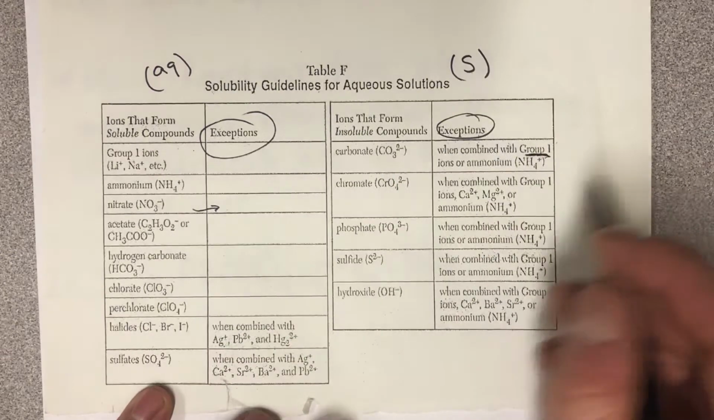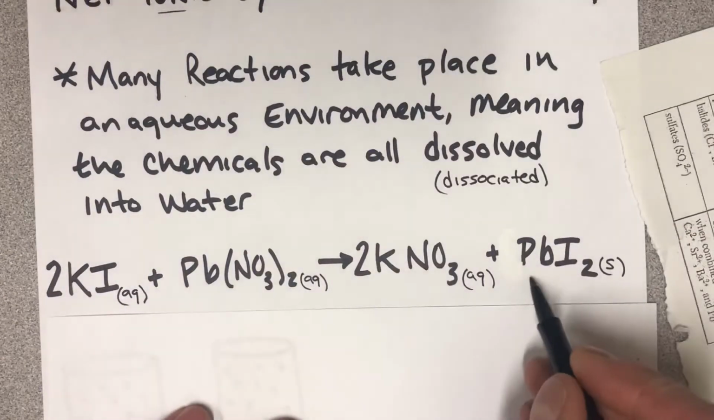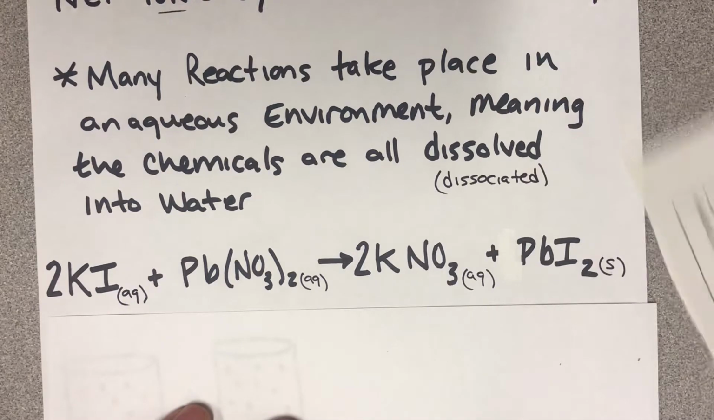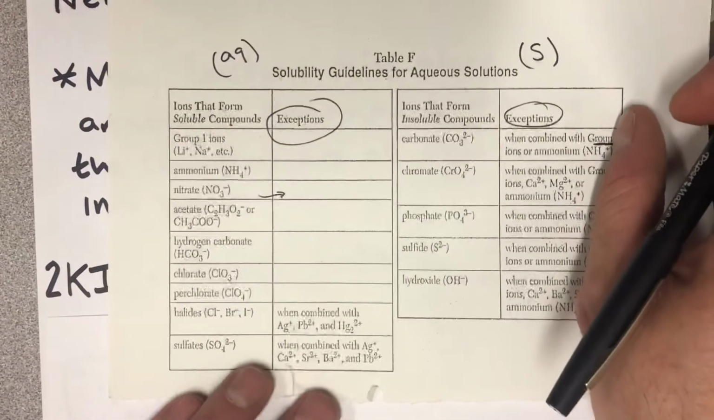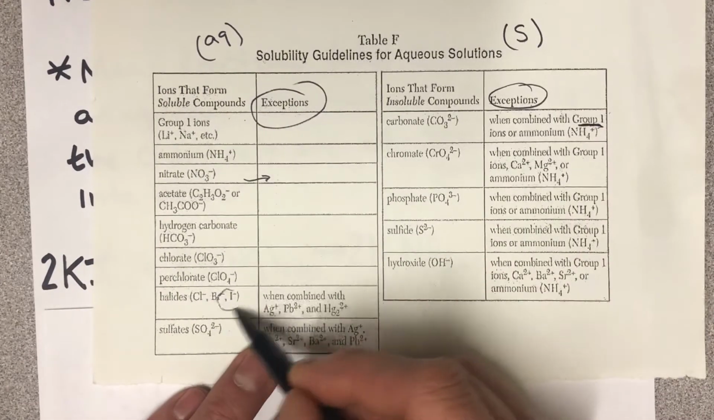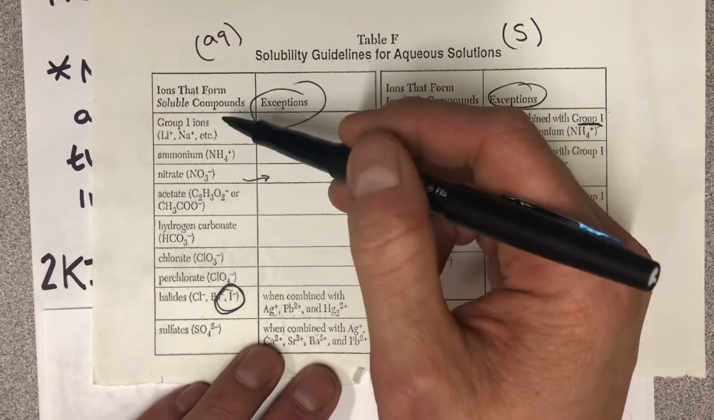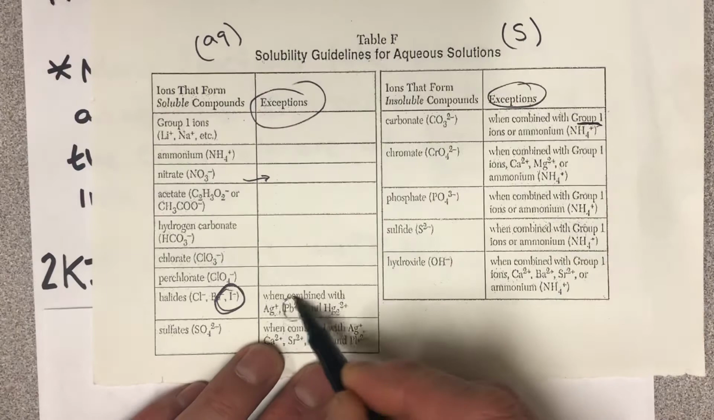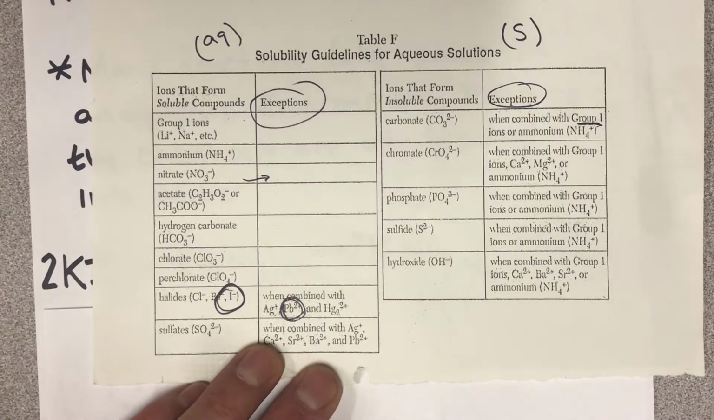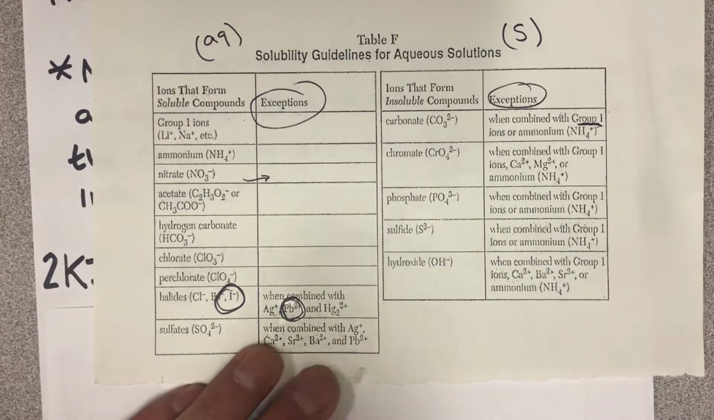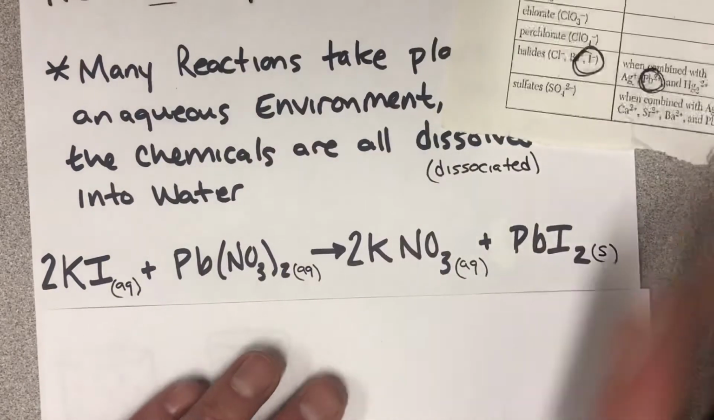But with this compound here, lead(II) iodide, we know that's a solid by using this table. So here we find the iodide, right, which is typically a soluble compound actually, but when it's combined with lead, then it's insoluble and we would tag it with a (s) for solid. So that's how that works.